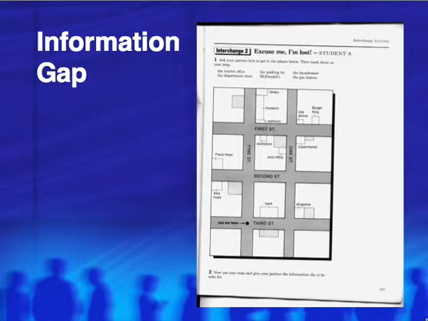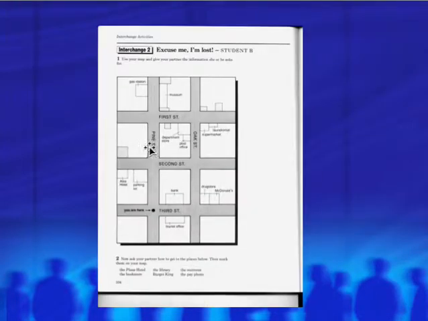So then if you look at student B, has the same map but with other information and certain information missing. So students in pairs have to collaborate together to find out the missing information on their map. Notice that this is a reasonably simple map. You can't have too complicated a map. That would be too much of a cognitive load.